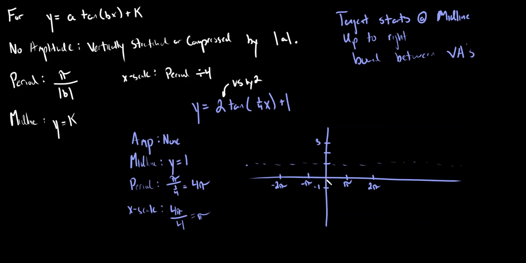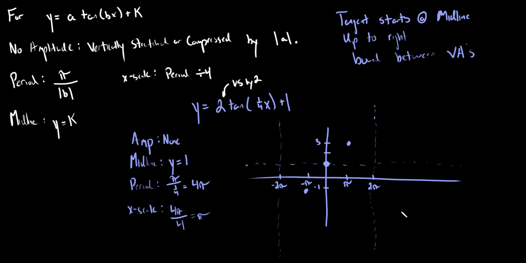Alright, now tangent starts at the midline, so I'm starting here at the midline, and it goes up to the right. As I go to the right, I'm going up 2 because it's vertically stretched by 2, and then there's a vertical asymptote. I do want to plot that. I could keep going to the right, but it's going to look a little weird, so I'm going to go to the left. If it goes up to the right, it goes down to the left. So I go down 2 to the left, and then I have my other vertical asymptote.